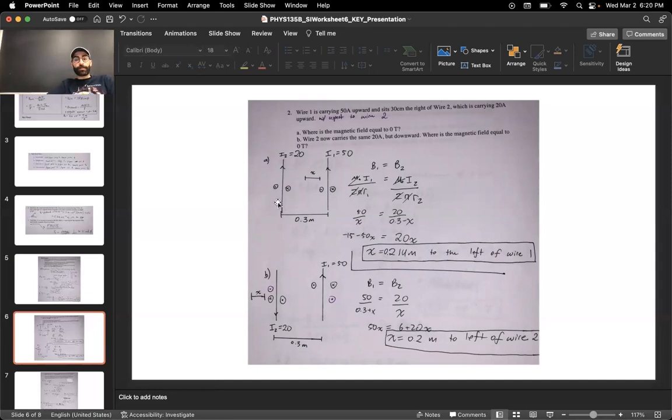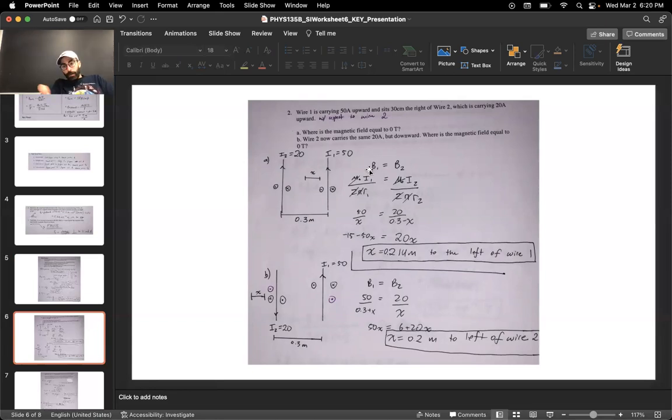And then the same logic is applied here. With respect to wire 2, there's that field that's coming out. And then also with respect to wire 1, this guy will also turn and it'll be coming out here too. So no way will the field equal 0 on this side or this side. Therefore, it must be in the middle.